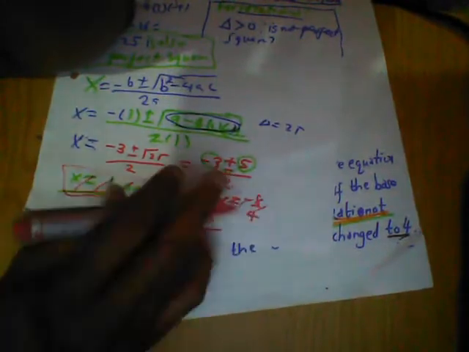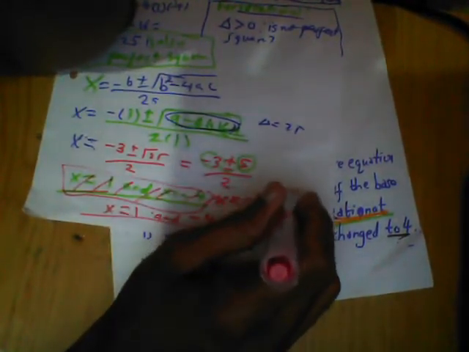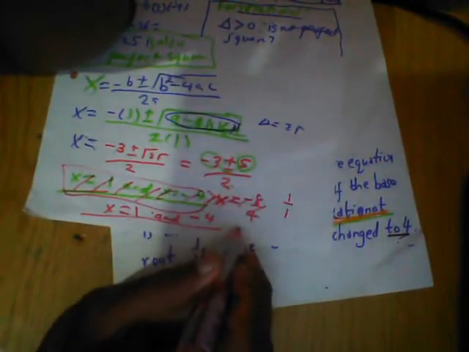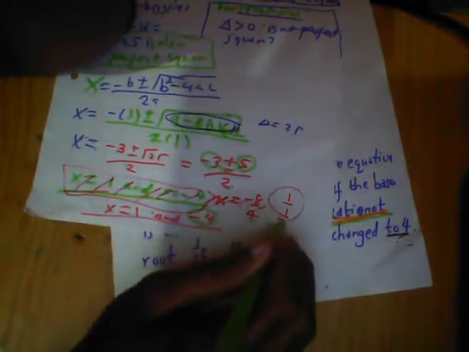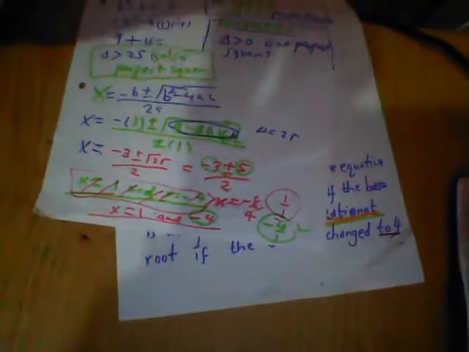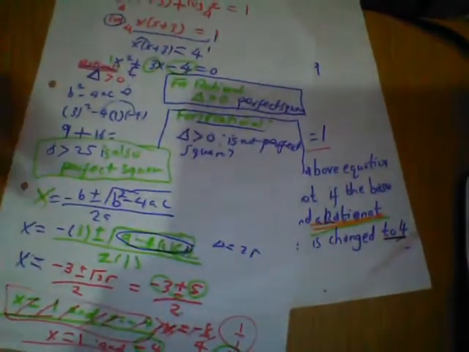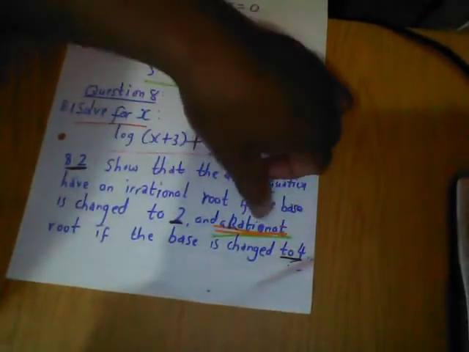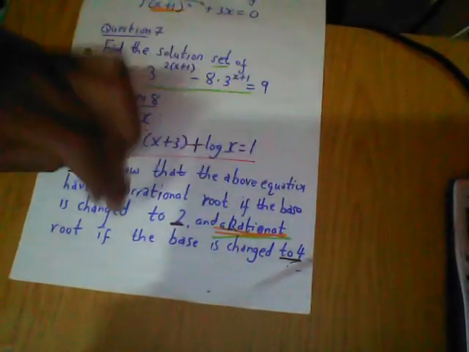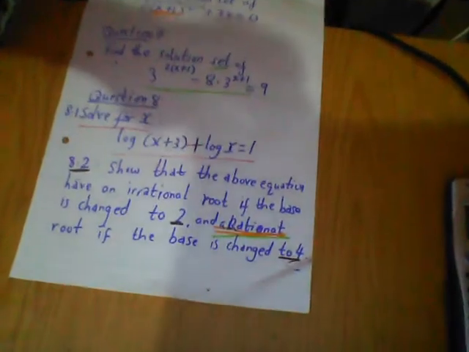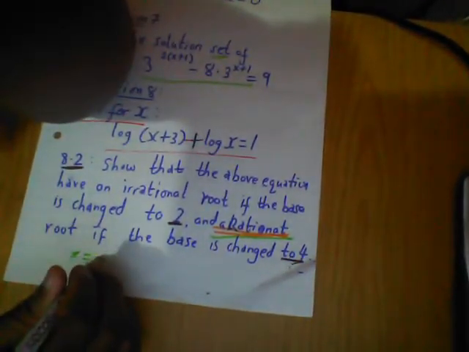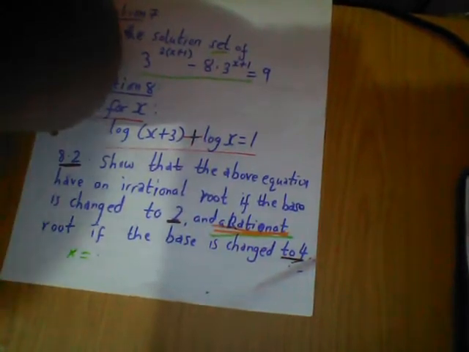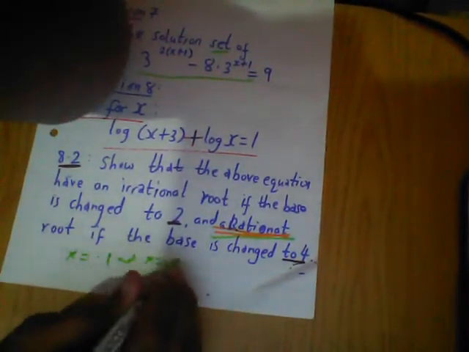So these are rational numbers, because if you want to put 1 in rational form, it's 1 over 1. And negative 4 can be written as negative 4 over 1, which is already rational. So it's true that when b equals 3, the roots are rational. The final answer is x equals 1 and x equals negative 4.